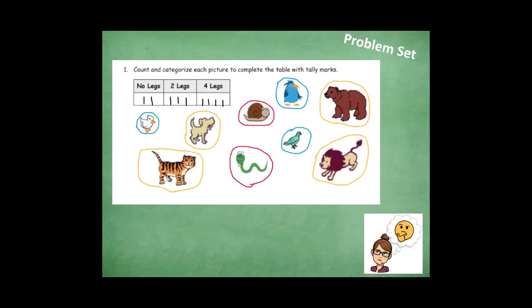Great job, guys! I found that there were only 2 animals with no legs, the snail and the snake. And when I looked for animals with 2 legs, I noticed they were only birds, and there are 3 of them. So I have 3 tallies. And then last but not least, the 4-legged animals, there were 4 of them. I hope you found the same amount as I did. Great job!